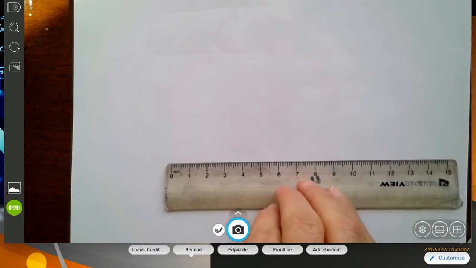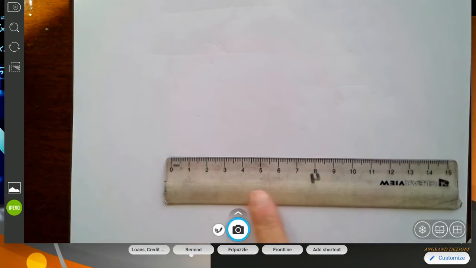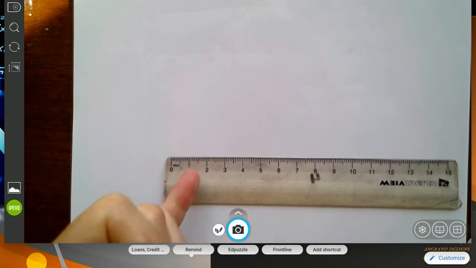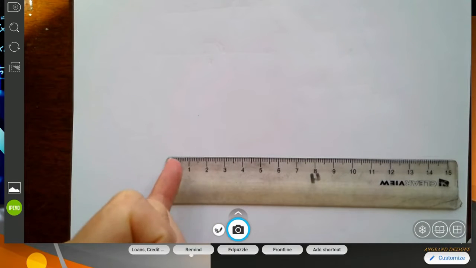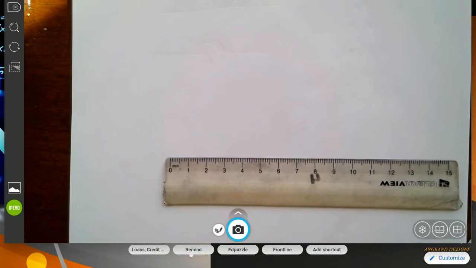So we want to use the metric side of the ruler. And on this ruler, I've already taped over the other side, so we can only use the metric side. And we have our centimeters. 0 to 1 is a centimeter. Each of the small lines are our millimeters. You guys remember this? We have done it. Make sure that's all focused.